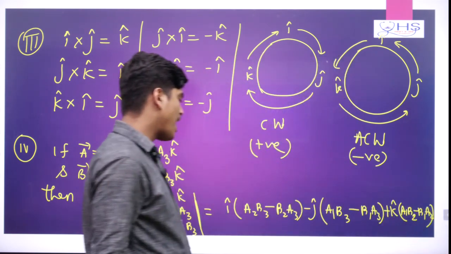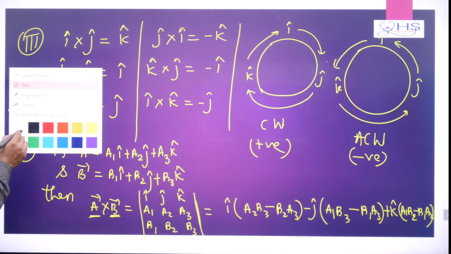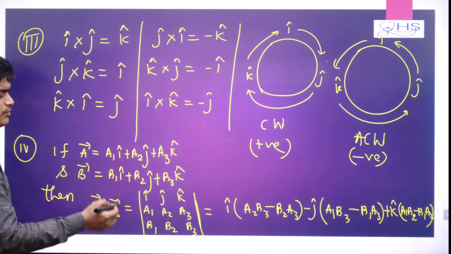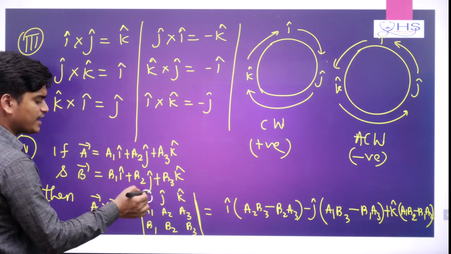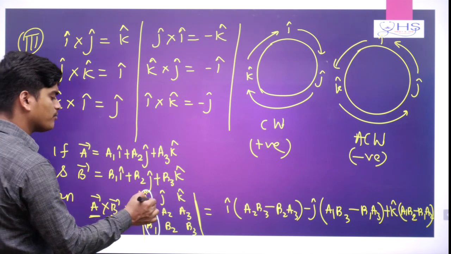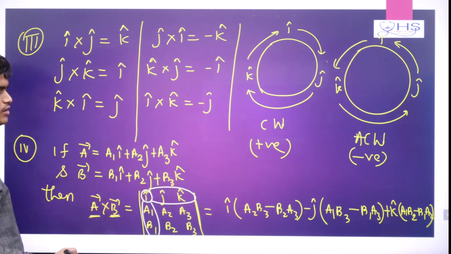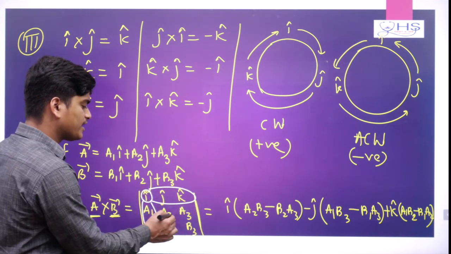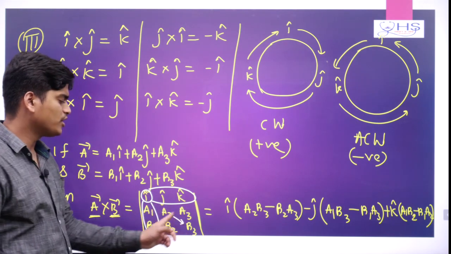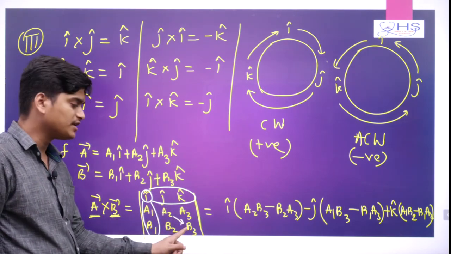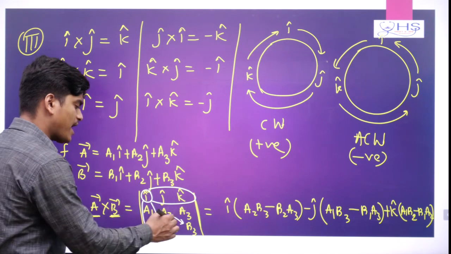Now whenever you are finding this cross product when the component form is given, suppose you want to find i cap, then close this column, close this row. If i cap is closed, then what are you getting? You are getting these 4 numbers. Now multiply a2 b3, then minus b2 a3.